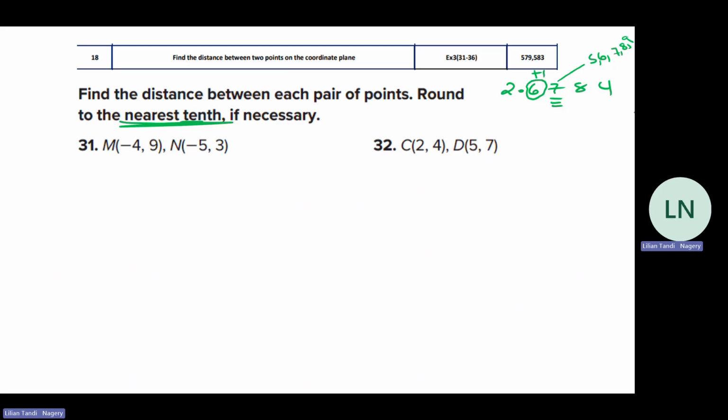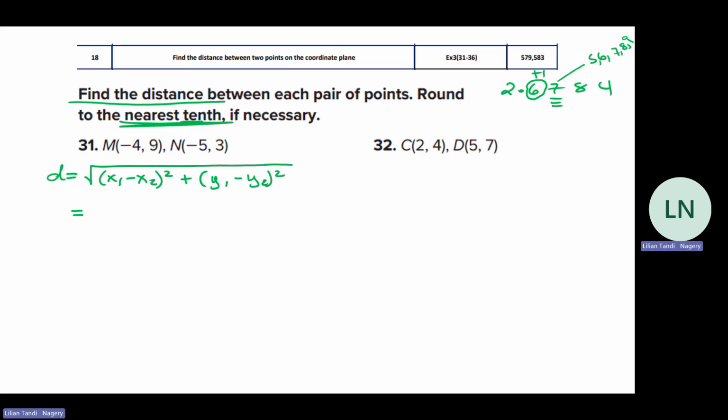Okay? All right, so now let's see this. It says find the distance between each pair of points and round to the nearest tenth if necessary. What does that mean? Sometimes you can round, sometimes you will not round. So now let's remember the distance formula. Distance equals the square root of x1 minus x2 squared plus y1 minus y2 squared. That is the distance formula. Okay? Label your ordered pair.